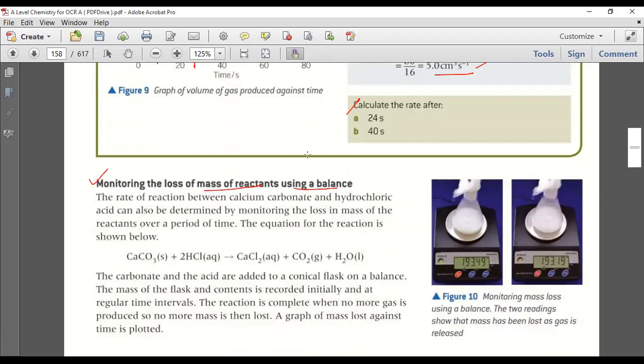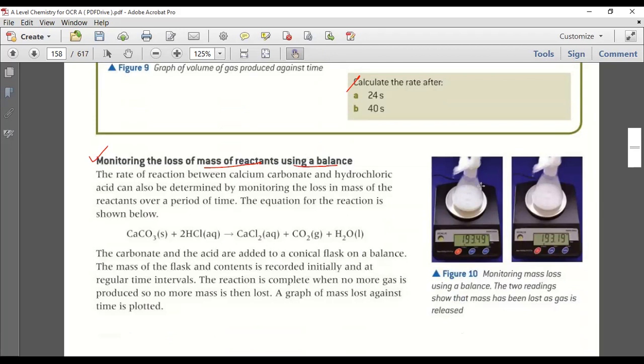the reactant using a balance. Now as the reaction proceeds, the mass of the reactant will decrease. Now if you see, initially the mass is 193.49. Now the mass is 193.19. It means 0.30 amount of CaCO3 or that particular substance is used in making the gas.